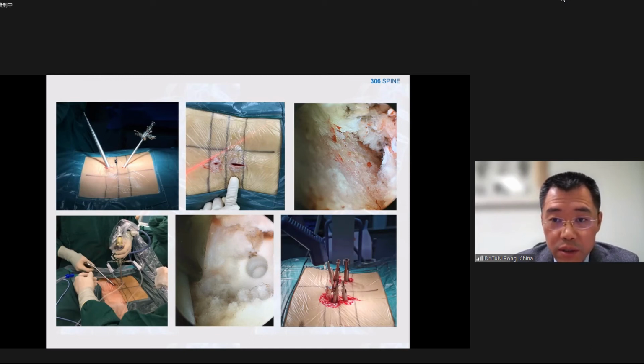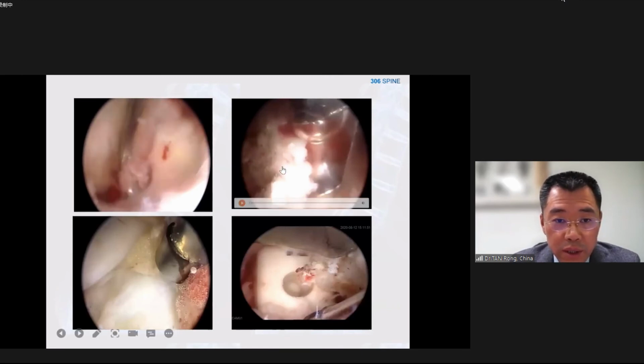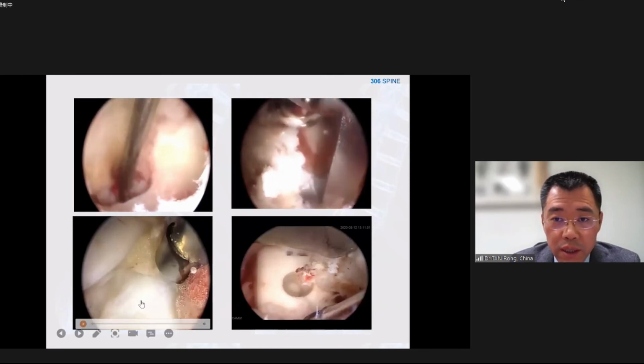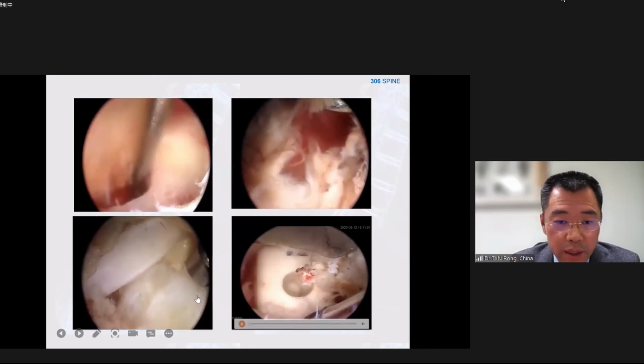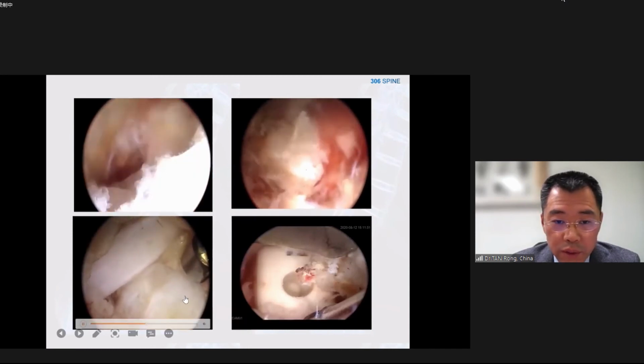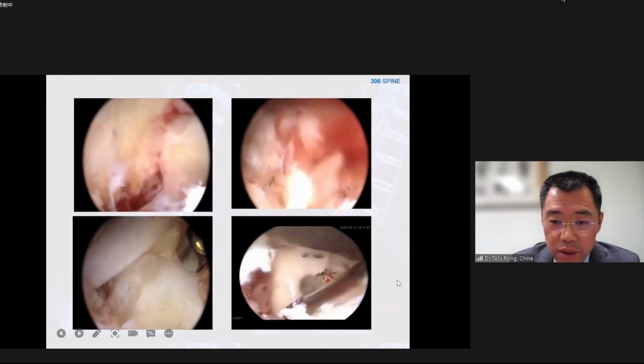The incisions, the endplate preparation and the insertion of the cage, also the percutaneous pedicle screw fixation. These are also the videos during decompression and the nerve root, and insertion of the cage.